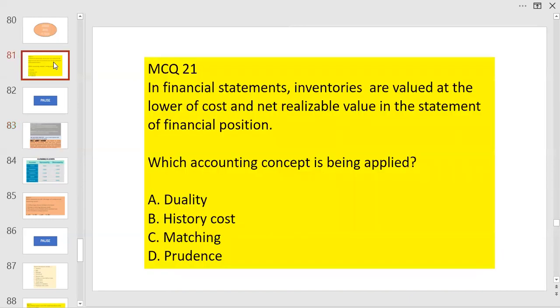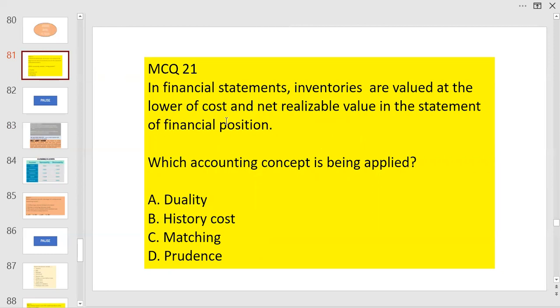The first one is, they are talking about lower of cost or realizable value. They are not talking about double entry, so it is not duality. It is not talking about the historical cost alone. It is talking also about net realizable value. So this cannot be the answer. And there is no question about matching income and expenses on an equal footing. Then the fourth one is prudence.